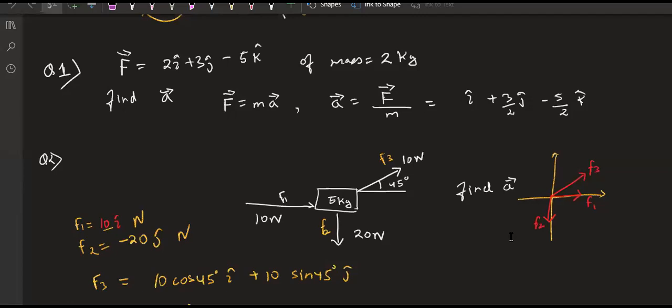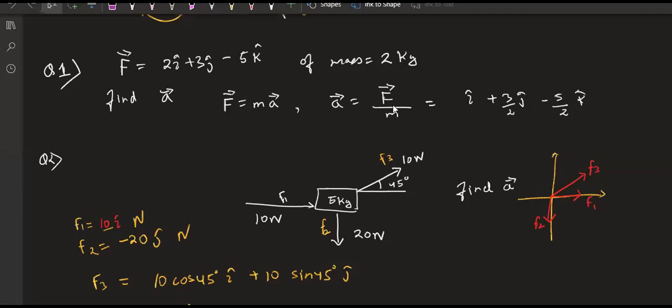And in the same way, if a vector is given, making angle theta with x-axis, then the x component will be the base of the right angle triangle, and the y component will be the perpendicular of the right angle triangle. So I can say that the x component is magnitude of vector times cos theta, i cap, plus magnitude of vector times sin theta, j cap. Right, everyone? Okay, that's it.